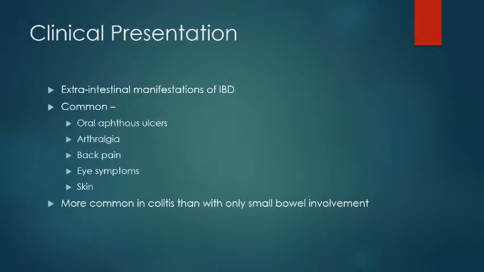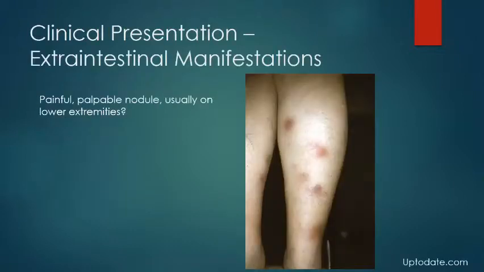And then your MKSAP talks a lot about extraintestinal manifestations of IBD, and they show pictures. I remember from my boards that there are a couple of extraintestinal manifestation pictures, so we'll go over that in a second. But the common ones in IBD are aphthous ulcers. You need to ask about arthralgias or joint pains, back pain, eye symptoms, and skin involvement. And for whatever reason, they seem to be more linked with the colitis involvement of Crohn's or UC. So we'll break this out here.